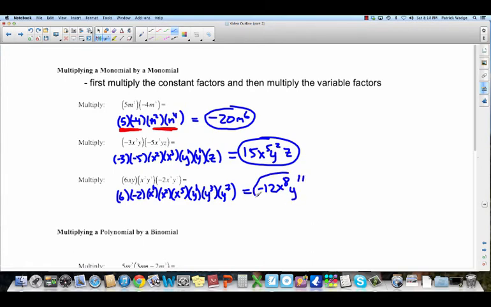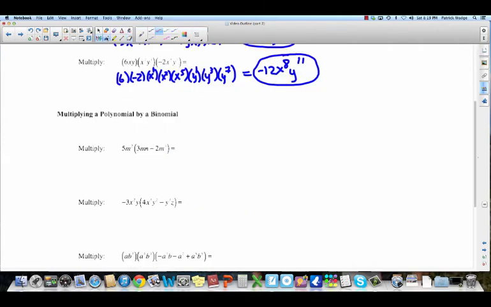And you're done. Okay, the next title in your book is Multiplying a Polynomial by a Binomial. So I wrote it down here as well, so you could reference the textbook or workbook if you have to.